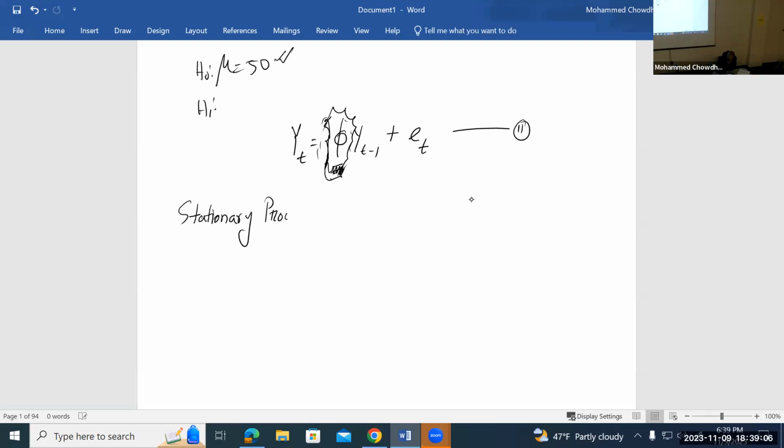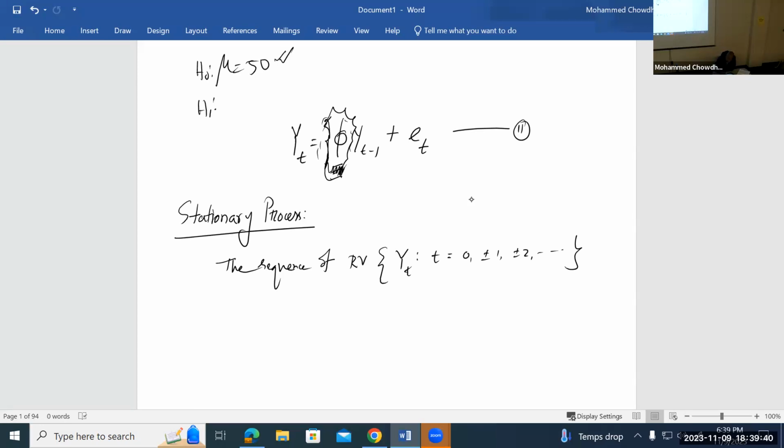Stationary process. So the sequence of random variables, I want to write it this way: Y_t, where t equals 0, plus or minus 1, plus or minus 2, and it will go like this. It's called a stochastic process, and it serves as a model for an observed time series.